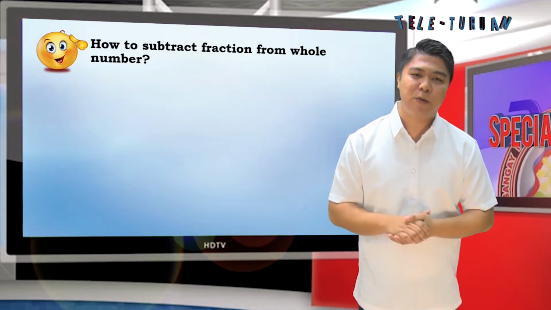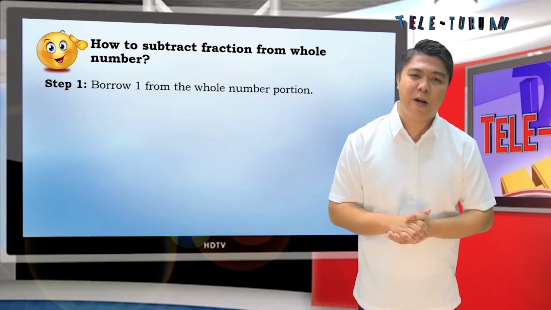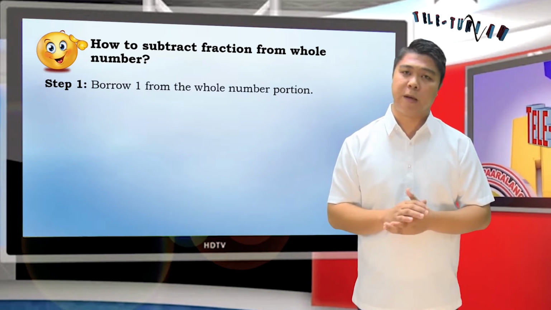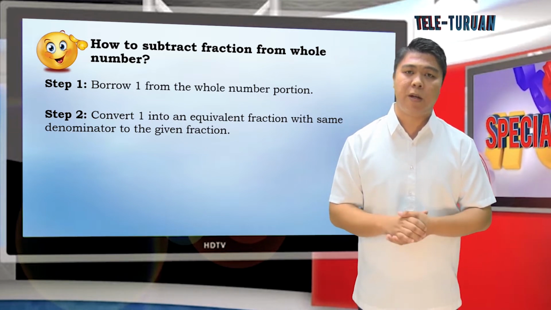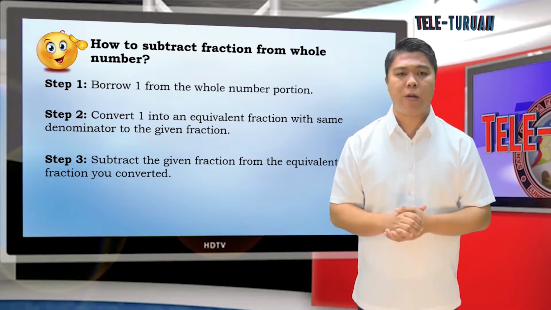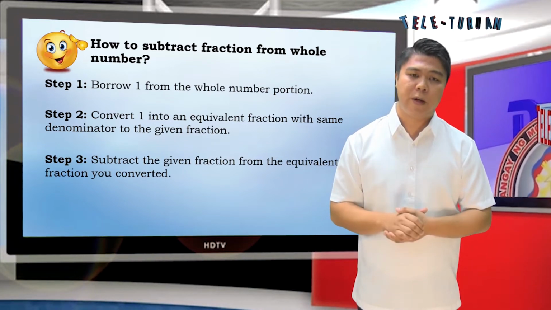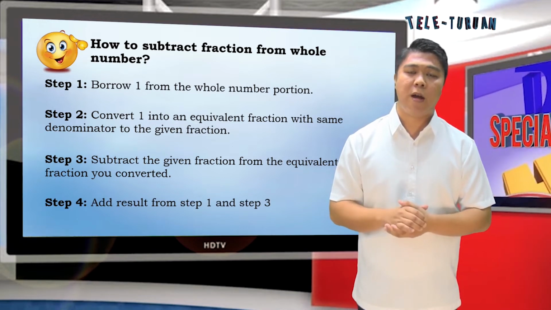Again, how to subtract fraction from whole number? Step 1, borrow 1 from the whole number portion. Step 2, convert 1 into an equivalent fraction with same denominator to the given fraction. Step 3, subtract the given fraction from the equivalent fraction you converted. Step 4, add the result of step 1 and step 3.